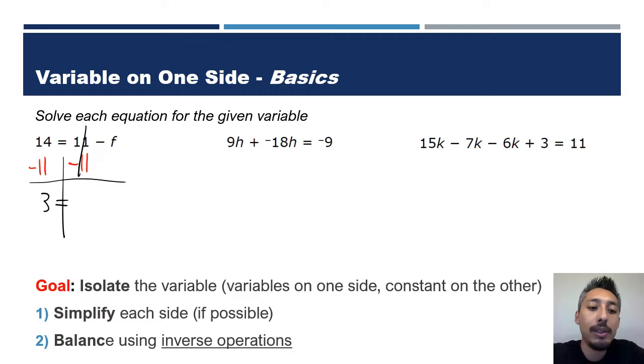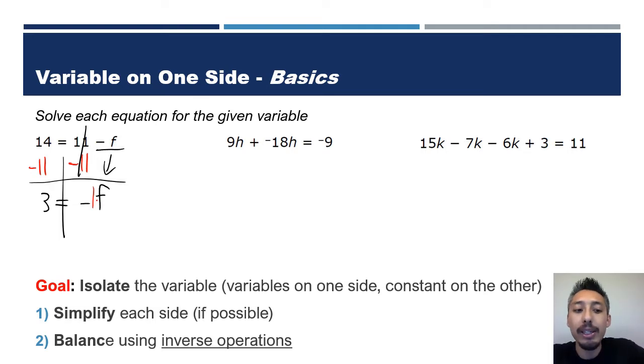So all we have left is negative f. And we're just going to go ahead and drop that down. So here we have negative f. We have our variable on the right side, but we don't want it to be a negative f. We want it to be a positive answer. This technically says negative 1 times f.